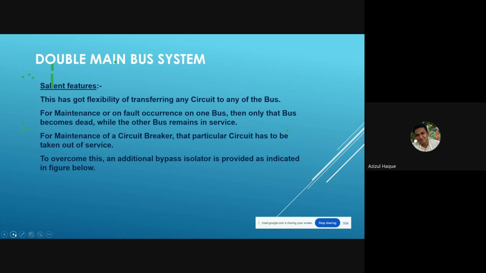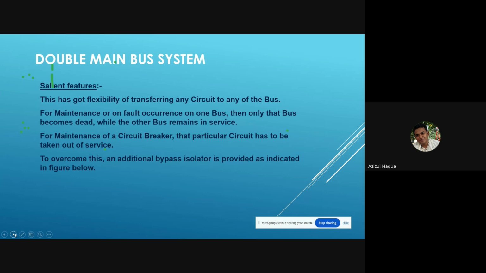Okay, next slide. Double main bus system, its features. It has the flexibility of transferring any circuit to any of the buses. For maintenance or on fault occurrence on one bus, only that bus becomes dead while the other bus remains in service. So there is no service interruption. For maintenance of a circuit breaker, that particular circuit has to be taken out of service. To overcome this, an additional bypass isolator is provided, as indicated in the figure below. This is something I have not shown because nowadays that system is not much used.